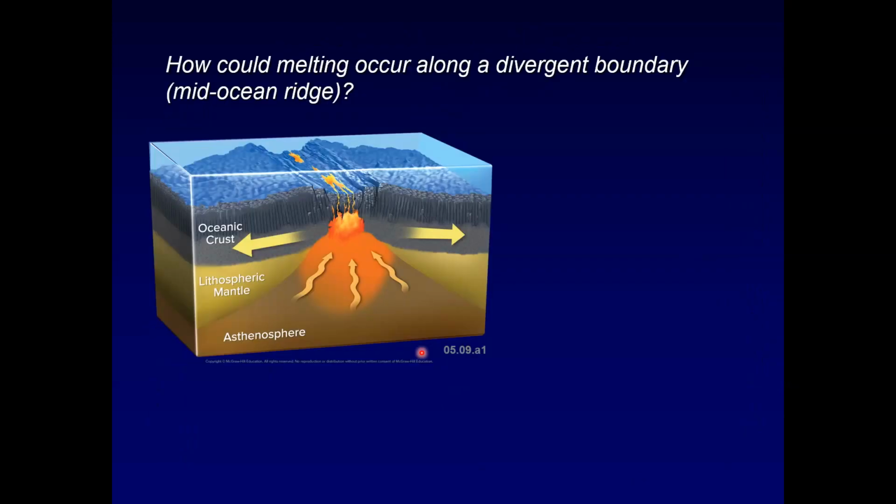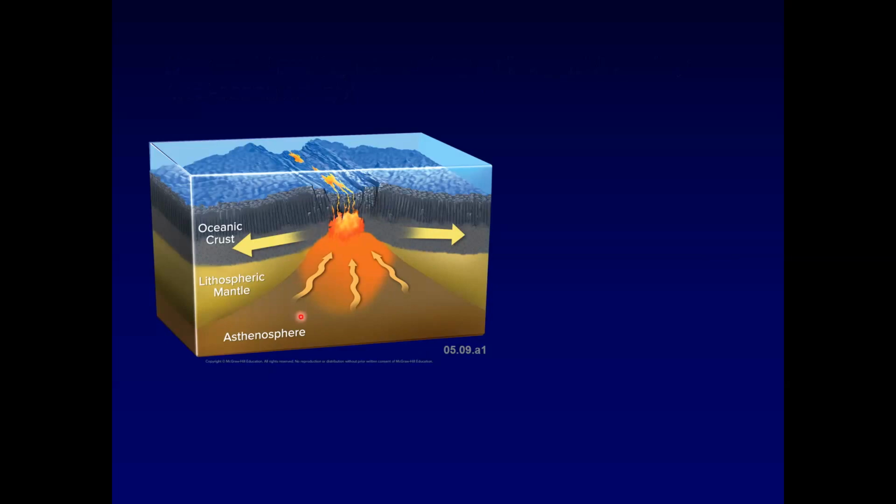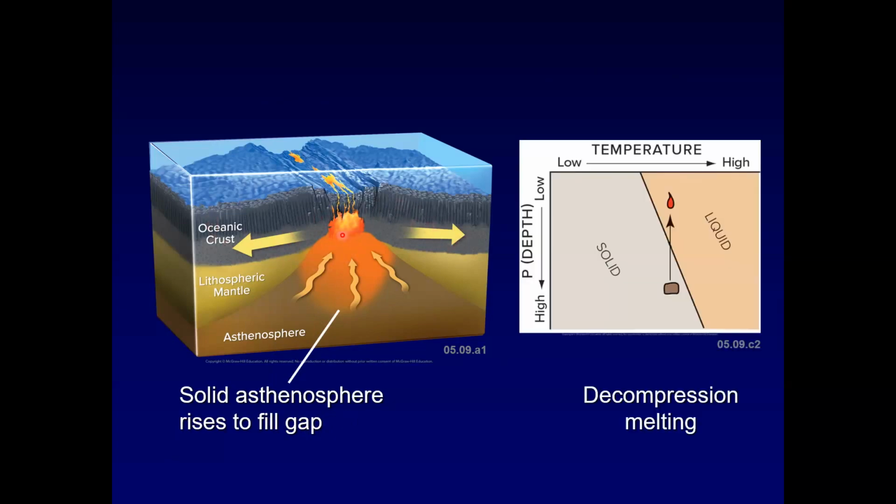Okay, let's put some more of this together. So how could melting occur along a divergent boundary, like a mid-ocean ridge from chapter 3? All right, so we have this rising material. The solid asthenosphere rises to fill a gap. This is tied to decompression melting.